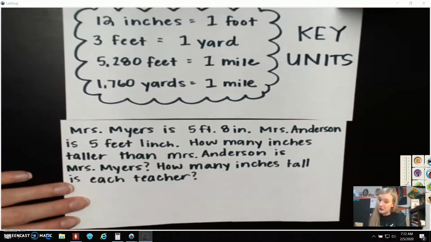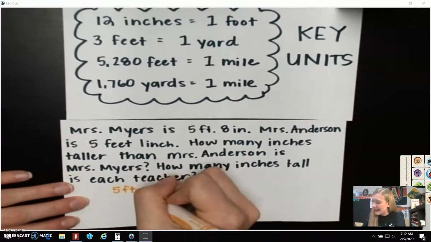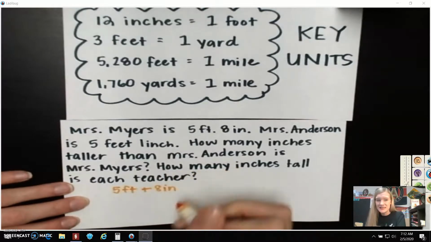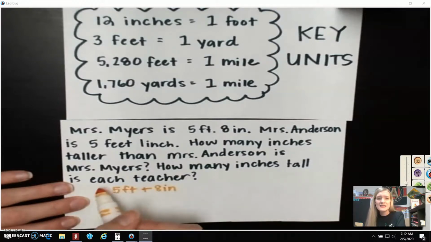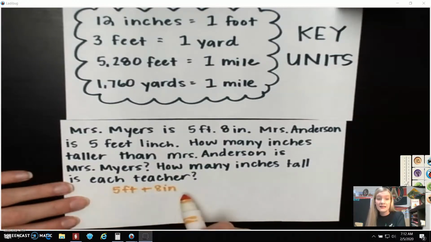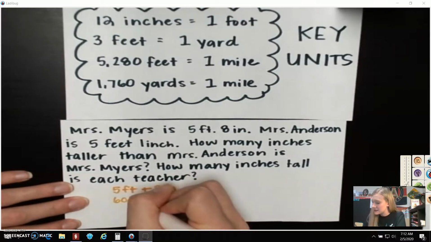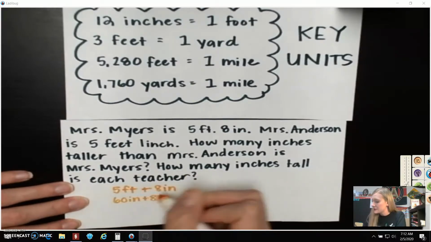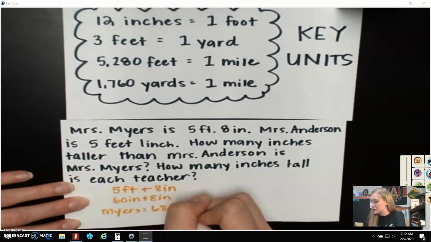So if I am 5 feet, which I am, okay, so I'm going to have 5 feet plus 8 inches. But I can't add a foot and an inch because they're not the same thing. So I need to get this into a language that I can add to inches. So all I'm going to do is convert 5 feet to inches. Well, I know that there are 12 inches in a foot, and so if I have 5 12 times, that's going to give me 60 inches plus 8 inches. So Mrs. Myers is a total of 68 inches.